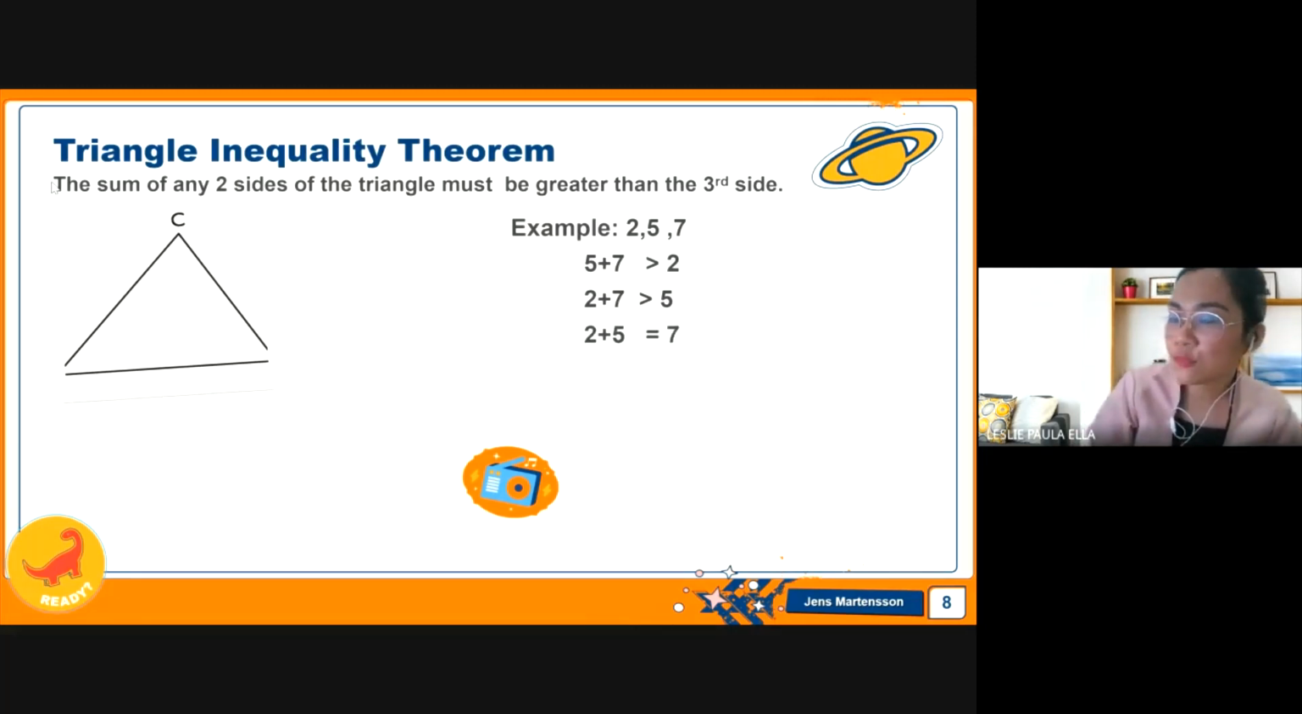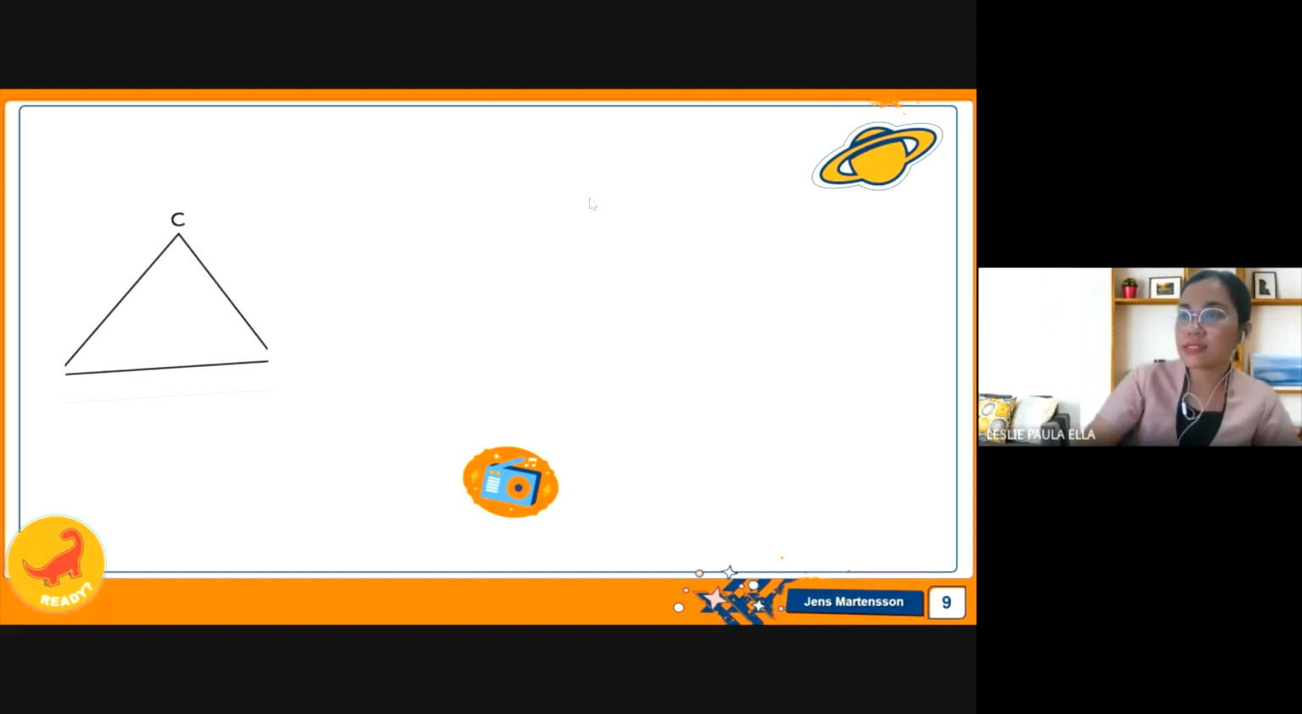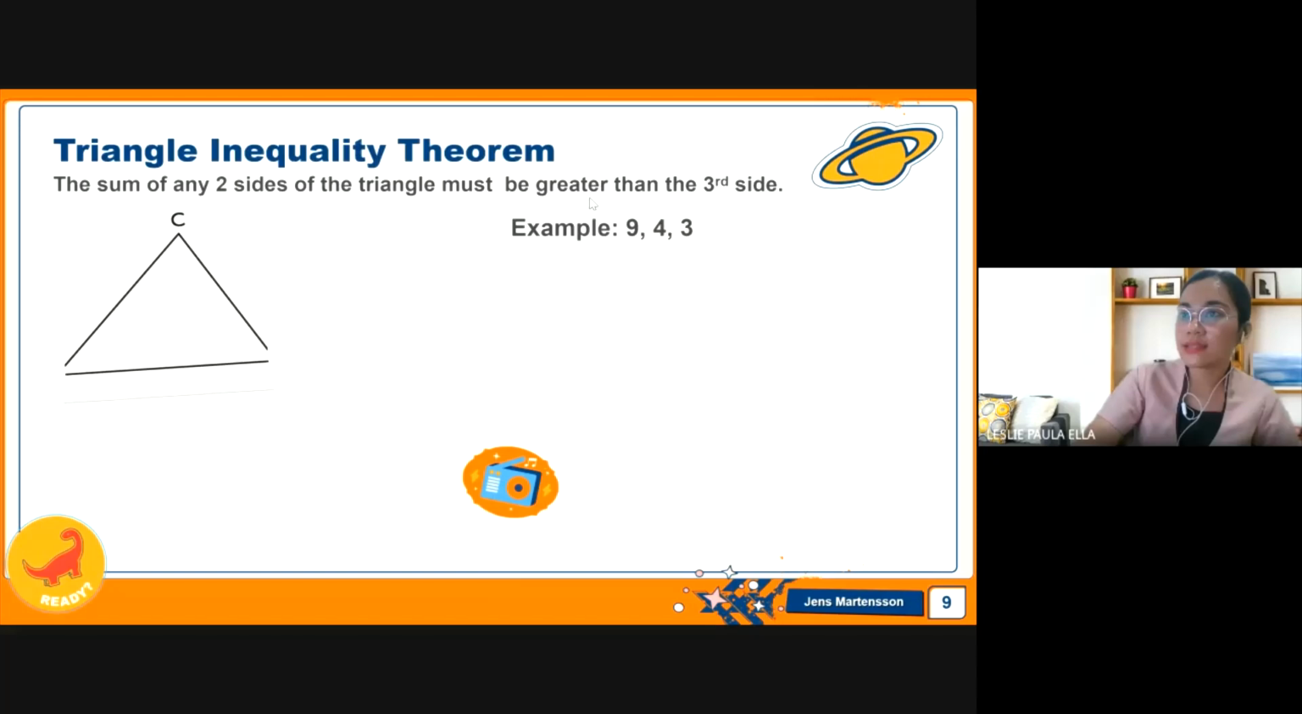How about if we have 2 plus 5? Meaning to say that 2 plus 5 is equal to 7. So they are equal to each other. This time, this does not satisfy the given statement because the statement says that the sum of the two sides should be greater than the third side. Okay, so this does not satisfy the statement. And another example, we have 9, 4, and 3.